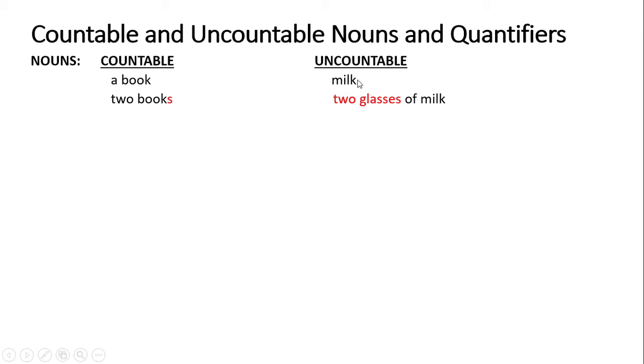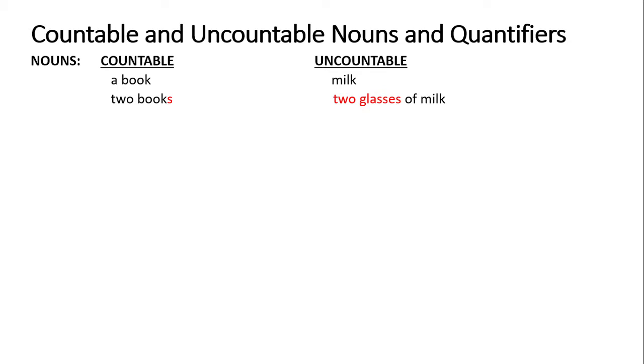We don't have the plural form. Milk is an uncountable noun and doesn't have the plural form. If I want to talk about some specific quantity of milk, then I use another countable noun. For example, 2 glasses of milk, and then I have the exact quantity.